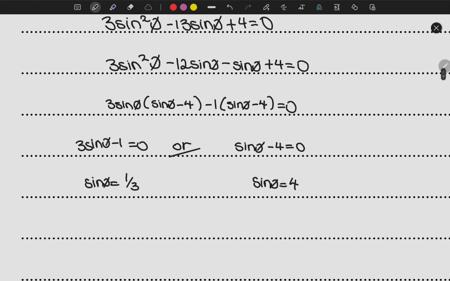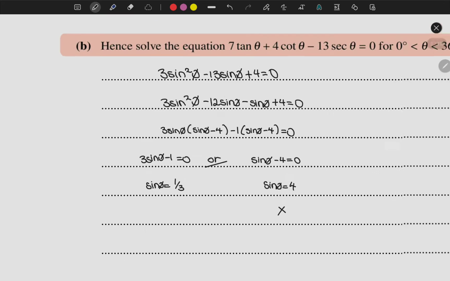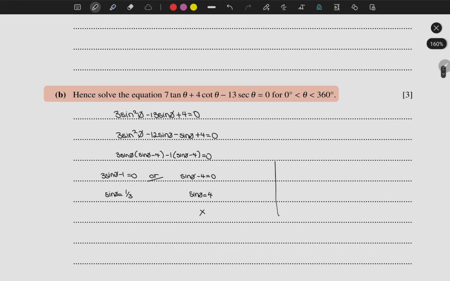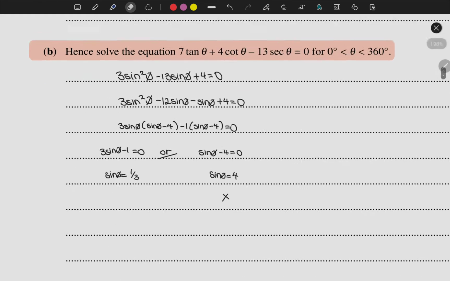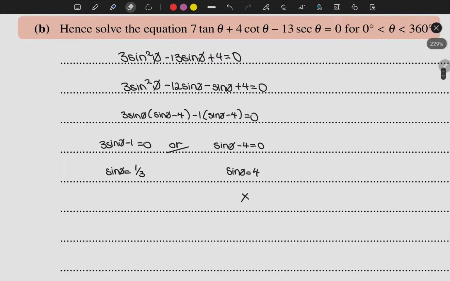Immediately for this one, I know that there's going to be no answer here, because I'm just going to do a rough sketch. The range of the function, the maximum value and the minimum value of a sine graph, is negative 1 and 1. So sine theta cannot equal 4 because it's past our range. So we can immediately cross this one out. And even if you want to check, go into your calculator and say inverse sine of 4. It will say math error or something, but it won't give you an answer.